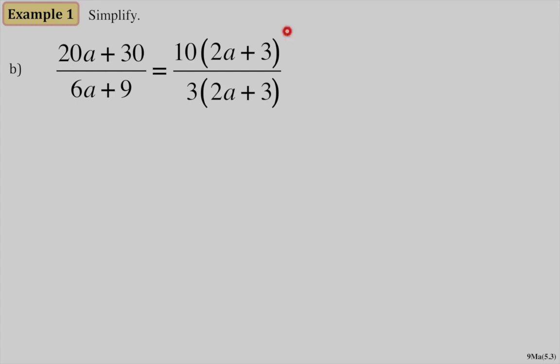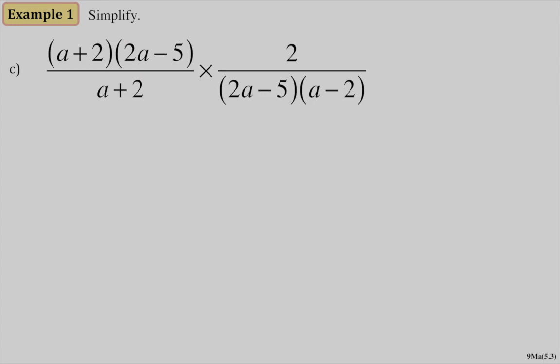Now I have a fraction. And on this fraction, I have common brackets, so the common brackets will cancel. They go into each other once, but I'm now just left with 10 over 3. That's my final solution. That's simplified. Now, that is the original question. It actually cancels down to 10 over 3, which is much simpler.